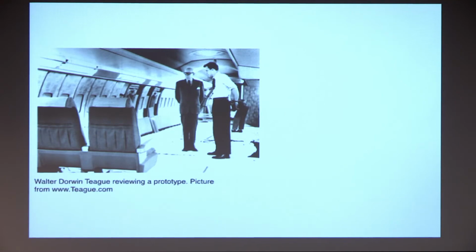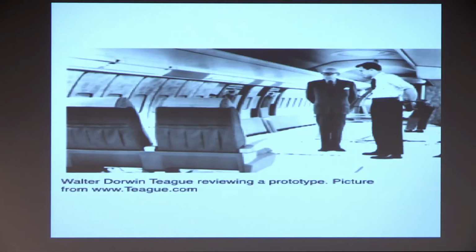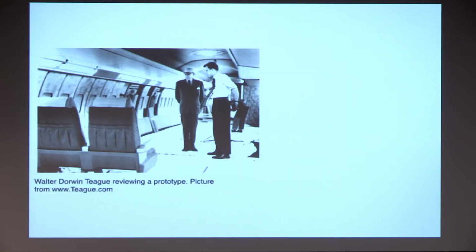Here's another quick example. This is the first cross-country jet airliner, and the person standing in the suit there is Walter Dorwin Teague, one of America's great industrial designers. What's notable about this airplane is that it's the entire airplane except the airplane. Just like the digital camera with no camera, in this case, Teague is trying to figure out what will the experience of traveling across country be.